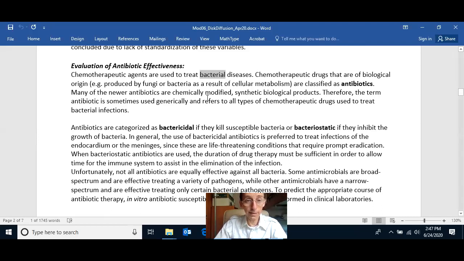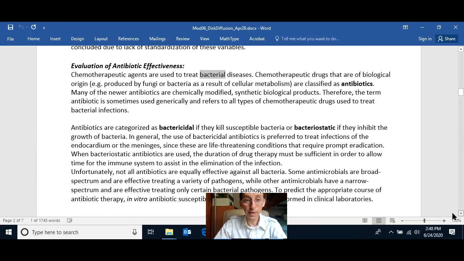And not surprisingly, the Kirby-Bauer test is used very effectively to determine what agent will work well on treating a given bacterial infection. It's not usually used when a patient comes into a hospital, but if the first treatment doesn't work, they frequently will do the Kirby-Bauer test and then look for another treatment to work.